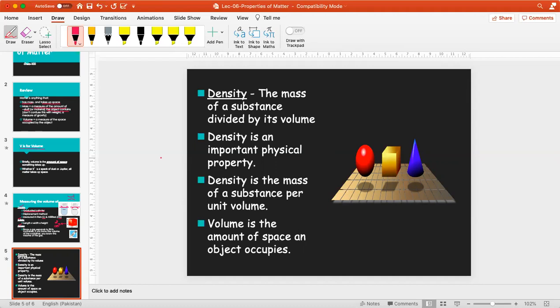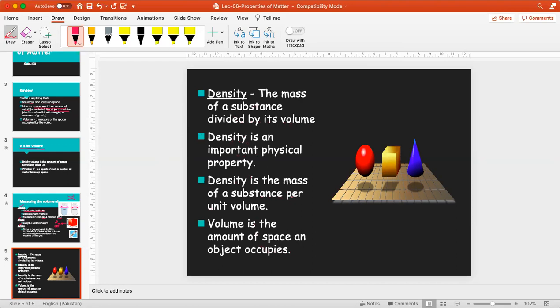So the molecules of the liquid, they are packed relatively close together, you know this thing, and consequently liquids are much denser than gases. So density is the factor which actually explains to what extent something is dense. Okay? So the density of a liquid is typically about the same as the density of the solid state of the substances. तो हम इसे कहते हैं कि density जो है वो mass of a substance divided by its volume. Okay? Density is an important physical property. Density is the mass of the substance per unit volume. Volume is the amount of the space.